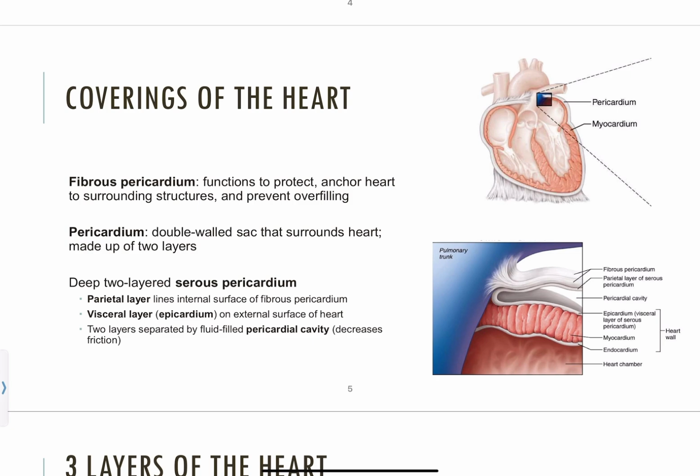Surrounding the heart is the pericardium, and this is a double-walled sac made up of 2 layers. You might remember the visceral and parietal pericardium from A&P1. The outer fibrous pericardium is lined by the parietal layer of the serous pericardium, while the visceral layer, which is also called the epicardium, lies directly on the heart's surface. Between the parietal and visceral layer is the pericardial cavity, which is just a fluid-filled space that helps reduce friction between the heart and its surrounding tissues, because our heart is constantly moving, so it's contracting and relaxing.